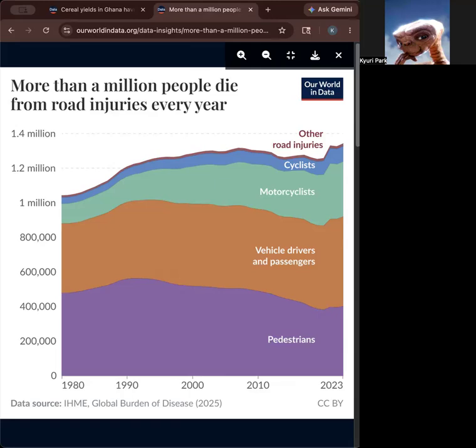So the big takeaway is that a good graph picks one clear story and uses a format that makes it easy to see. So I would say the Ghana chart does it really well, but the road injury chart has the right data, but the format gets in its own way.